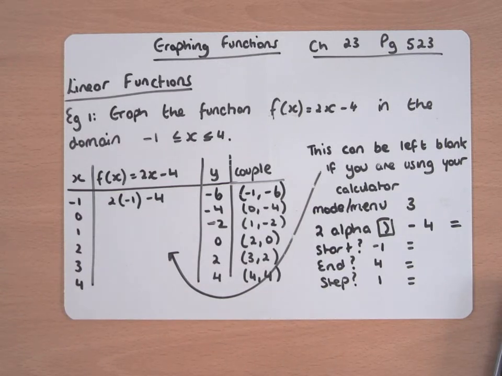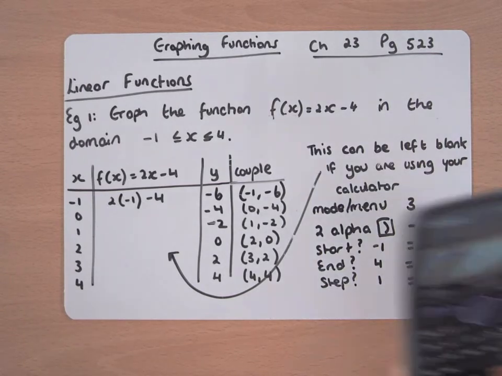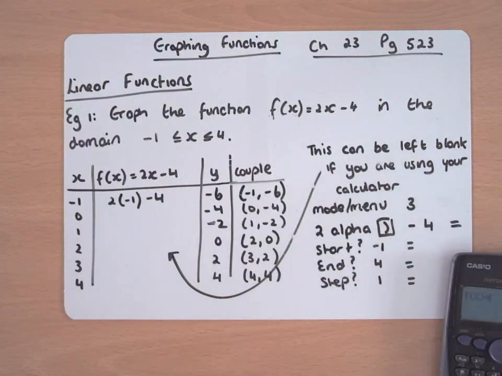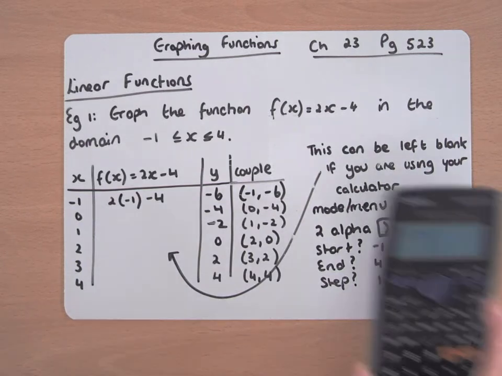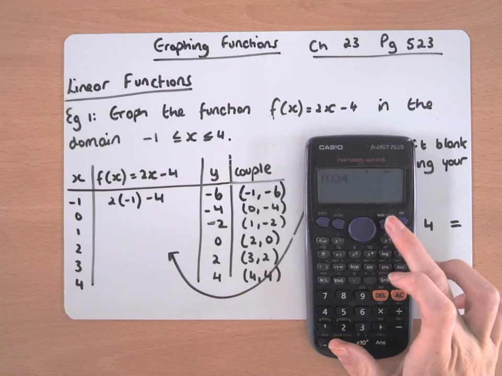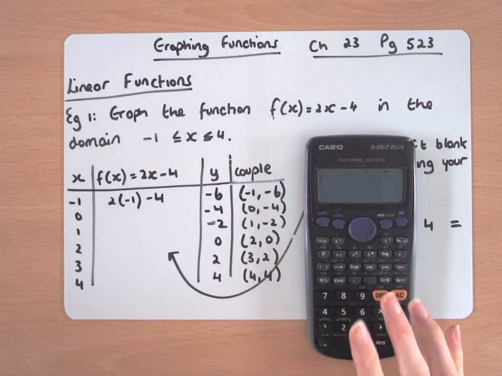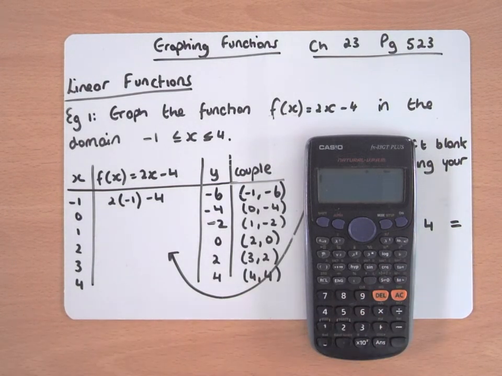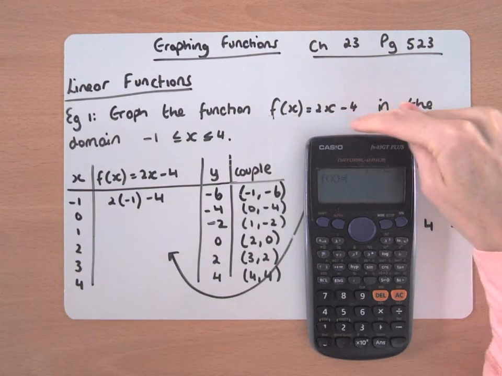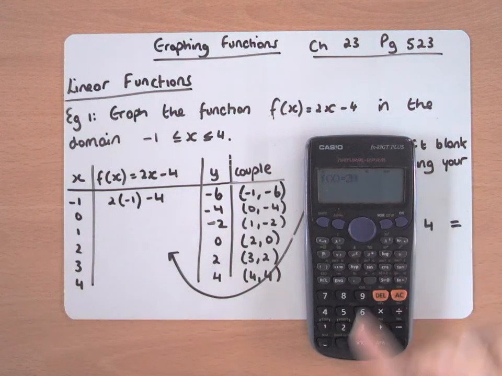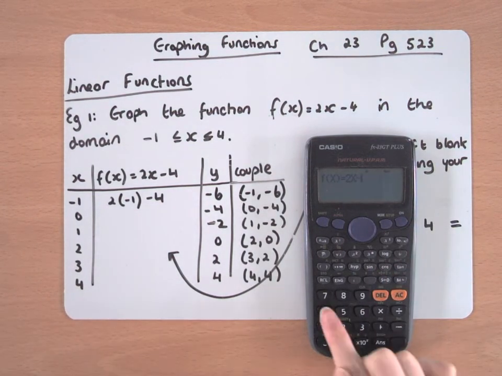Okay, let's go over it again. Everyone press the on button. Now let's all press mode 1 because that's how I get back to just using my calculator. Now, this is my question. How do I do it? What's the first thing I press? Mode or menu, and then 3. F of x is, so I go to my function, 2x minus 4. 2 alpha bracket x minus 4.